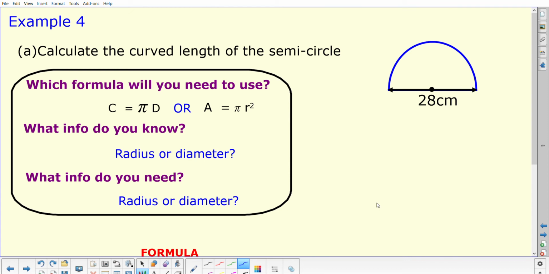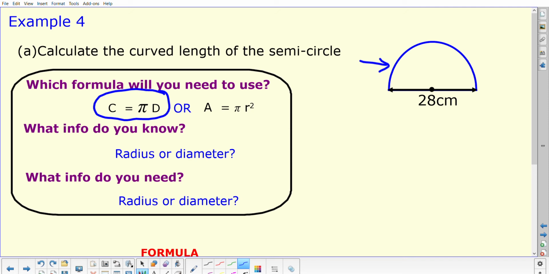In our next example, we're on to looking at a semicircle. Calculate the curved length of the semicircle. So that is this bit here that we're trying to work out. So what formula do you need to use? Well, if it's to do with length, curved length, clearly the one that we would be using would be C equals pi d.